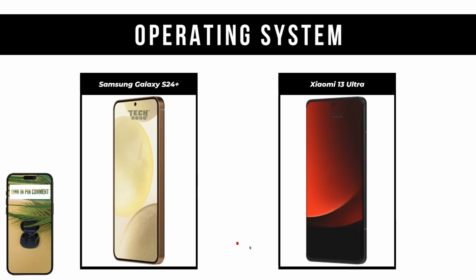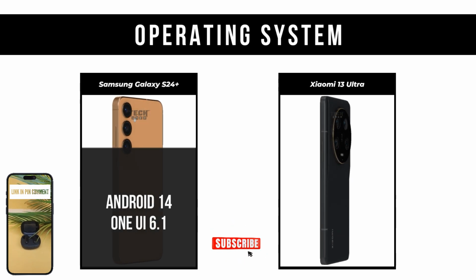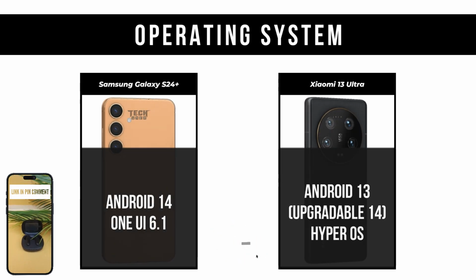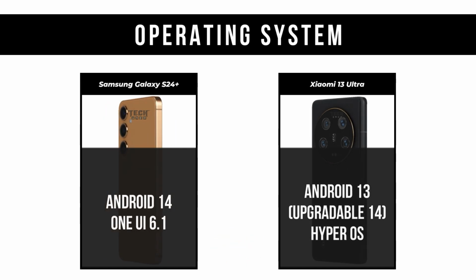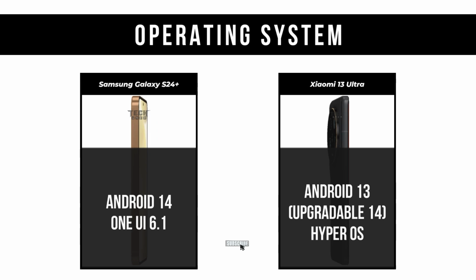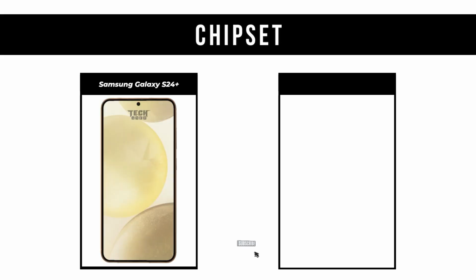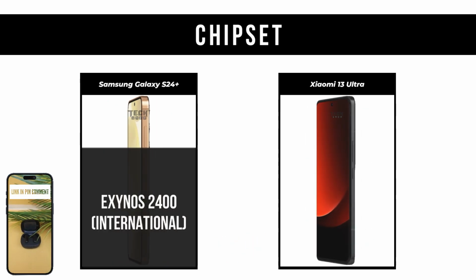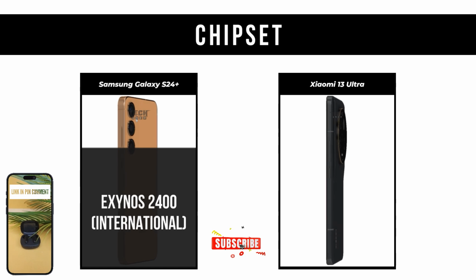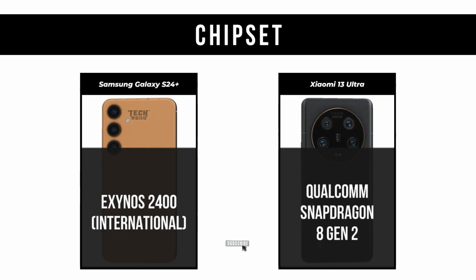Operating system. Samsung Galaxy S24 Plus is Android 14, One UI 6.1. Xiaomi 13 Ultra is Android 13, upgradable to Android 14, HyperOS. Chipset. Samsung Galaxy S24 Plus is Exynos 2400 International. Xiaomi 13 Ultra is Qualcomm Snapdragon 8 Gen 2.